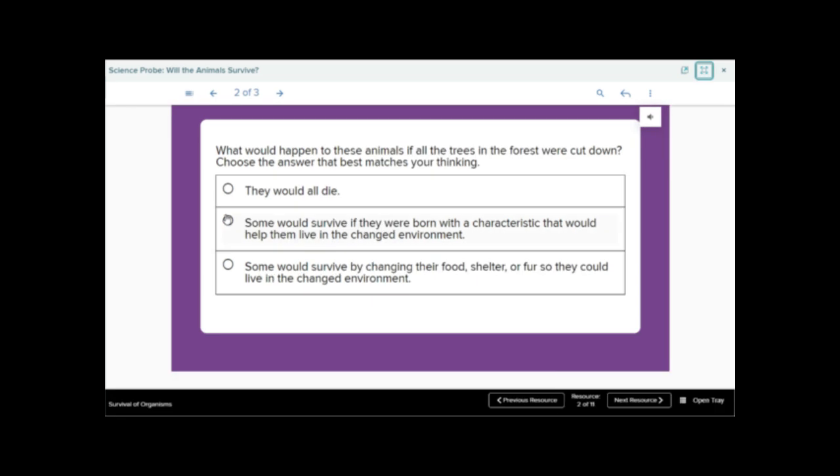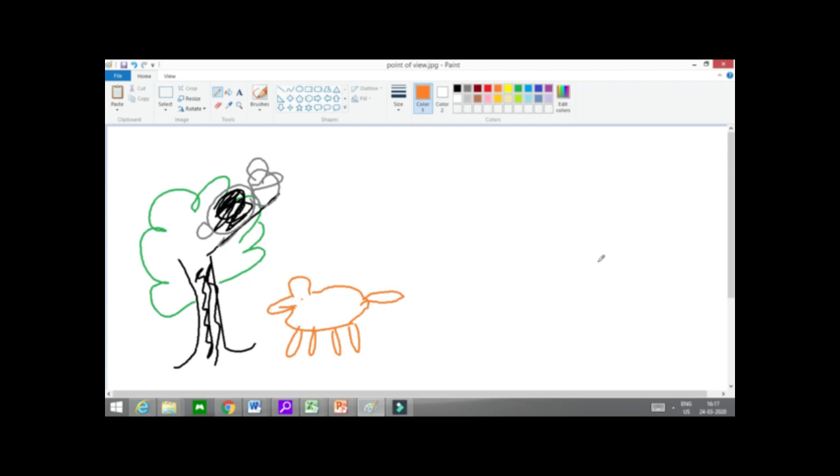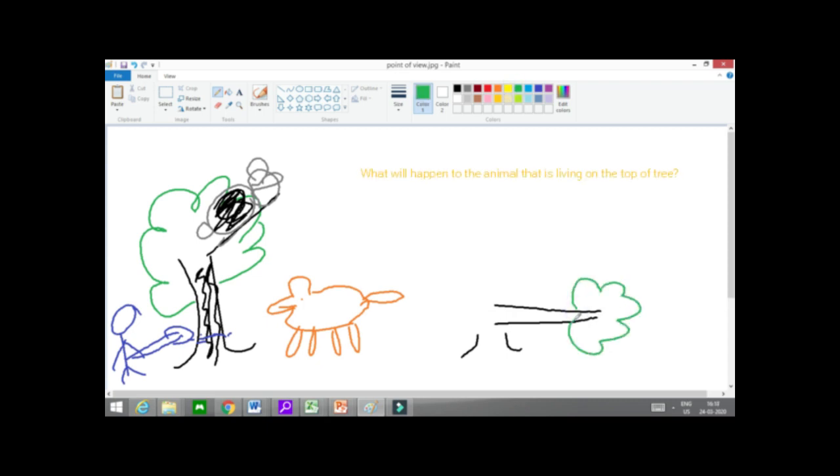What would happen to these animals if all the trees in the forest were cut down? Choose the answer that best matches your thinking. What do you think will happen to this animal? Let's see. Someone comes to the forest and cuts this tree. Eventually, this tree is going to fall down. What will happen to the animal that was living on the top? What will happen to it?